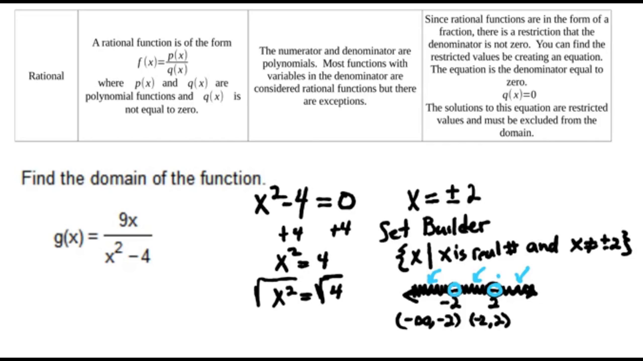And then our final interval would start with a lower bound of 2 and continue on to infinity. We would put union symbols between these intervals, and this gives me the domain in interval notation. The domain of g of x equals 9x over x squared minus 4.